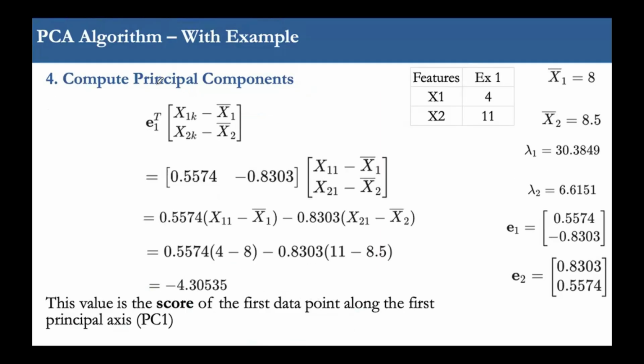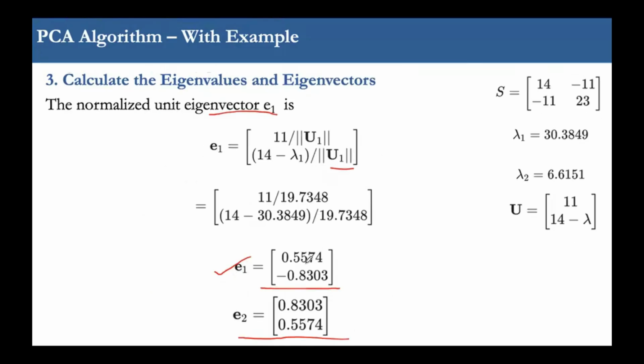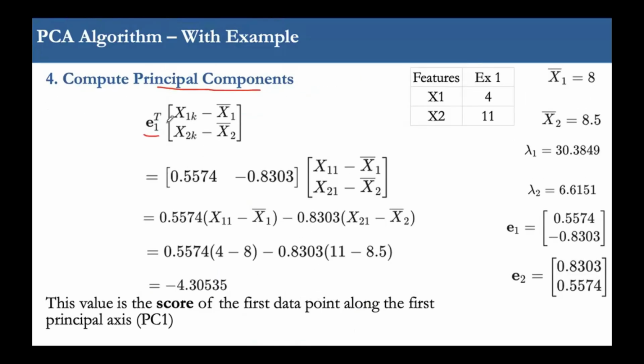Now the next step is to find the principal components. How do we find the principal components? You need to take the e1 transpose. Already we found e1. So the transpose of e1 into x1k minus x1 bar, x2k minus x2 bar. This is the transpose of e1 multiplied by X. We are doing this for the first data point alone, to find the principal component for the first data point.